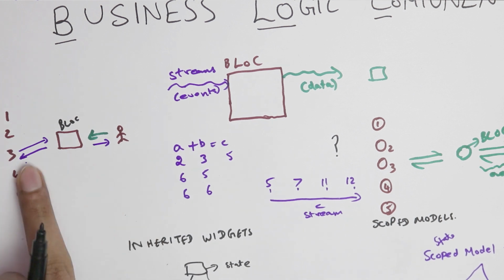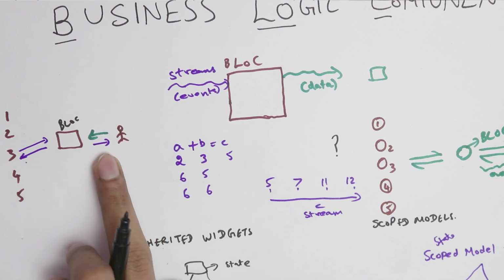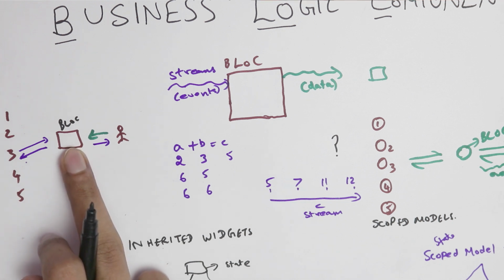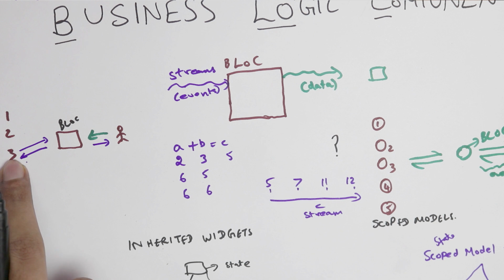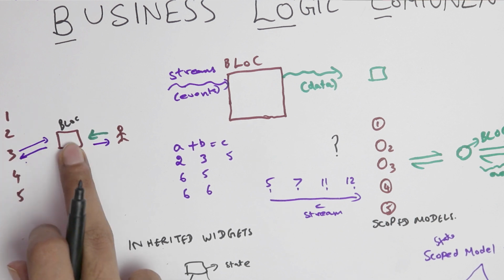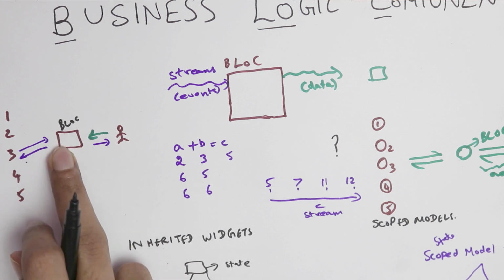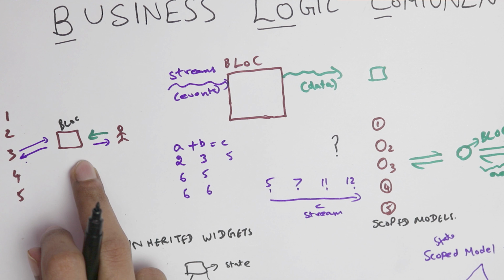I am having a simple one-to-one chat, and whatever chat message I am sending is sent as an input stream event. This is processed by this particular business logic component and shown on this particular user screen, since the user is listening to the output stream of the business logic component into which my data is sent. So we are having this one-to-one chat.